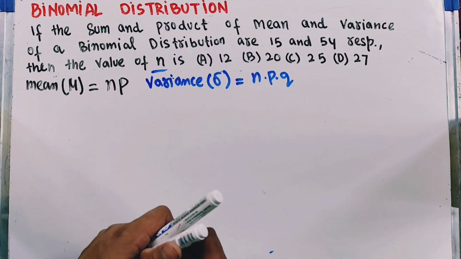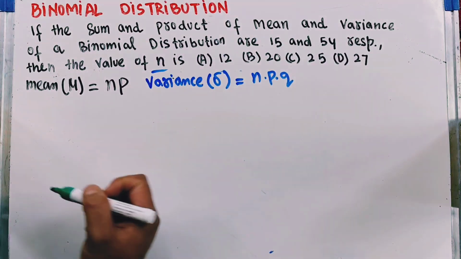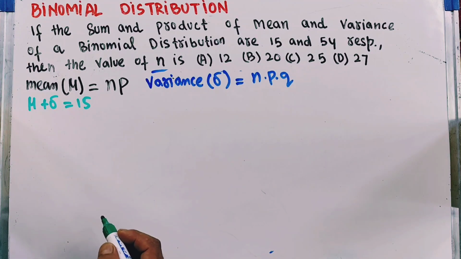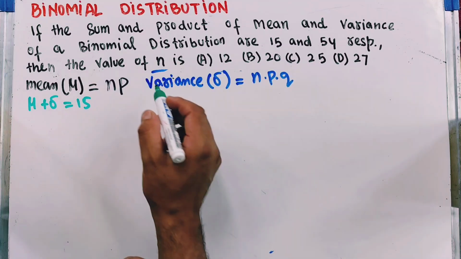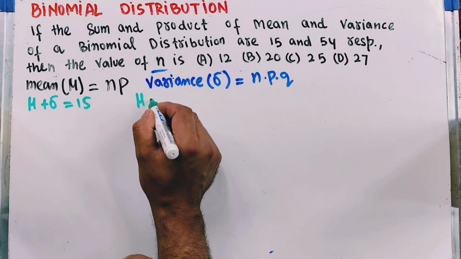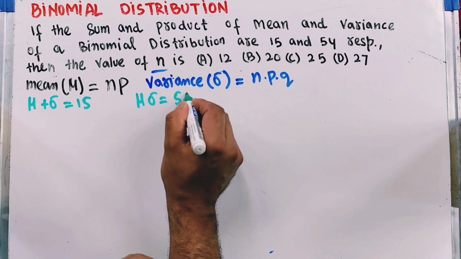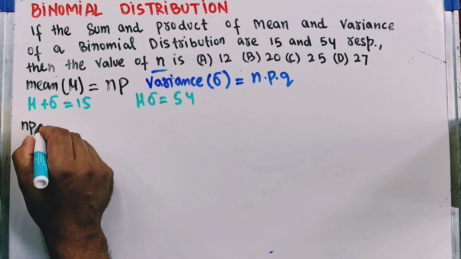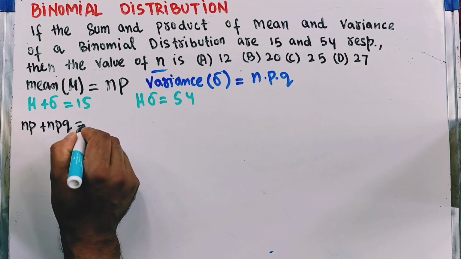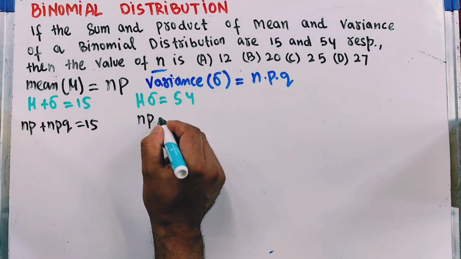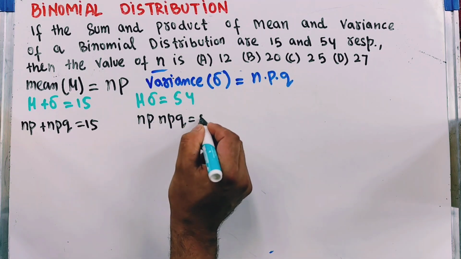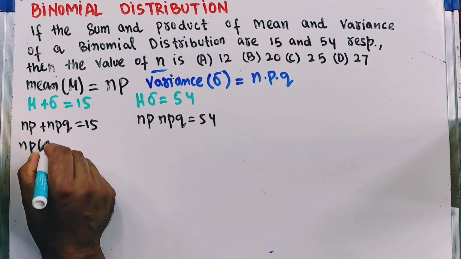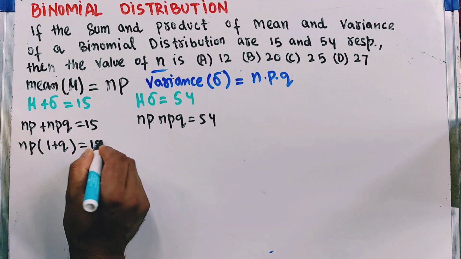We are told that the sum of mean and variance is 15. Also, the product of mean and variance is equal to 54. So the mean is np, that is np plus npq is equal to 15, and np times npq is equal to 54. Let's take np common here. We are left with np times (1 plus q) equal to 15.